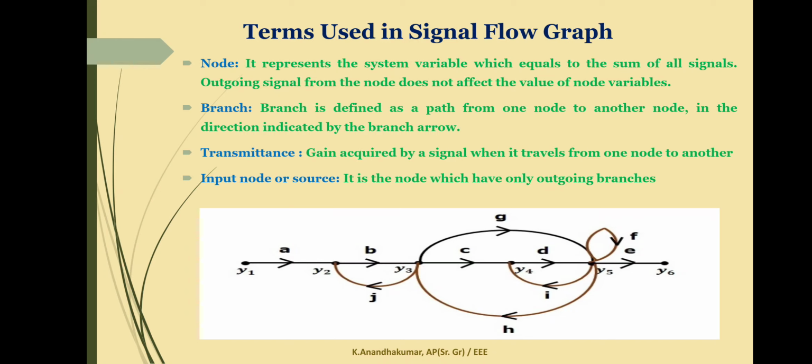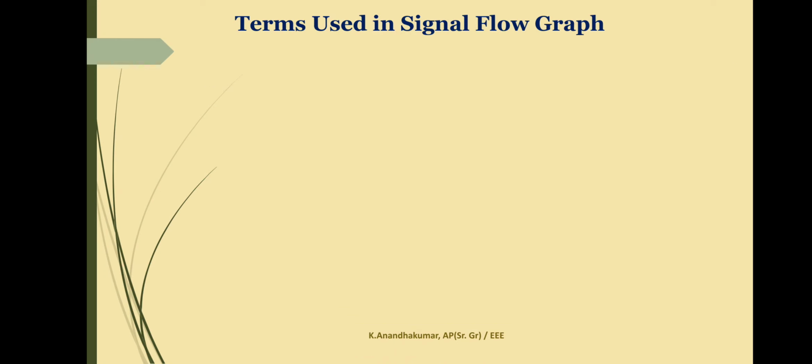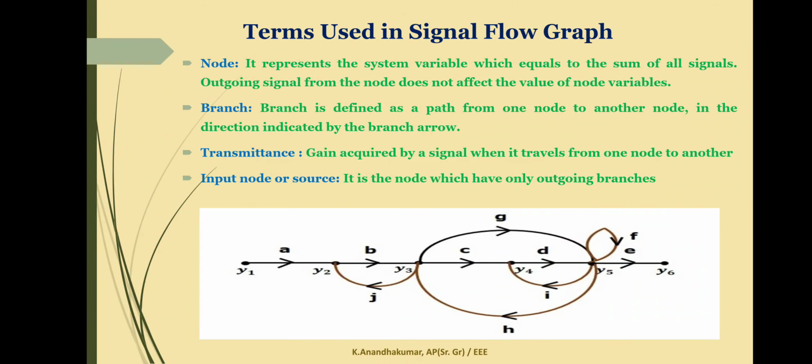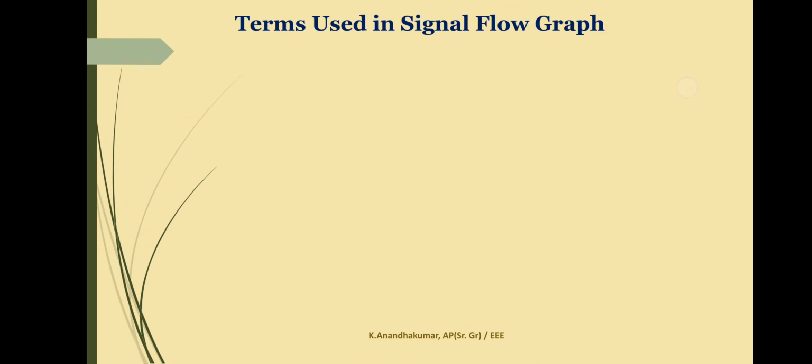In the same way, an output node or sink is a node which has only incoming branches. So in this particular signal flow graph, node y6 has only incoming branches, so it can be called an output node or sink.